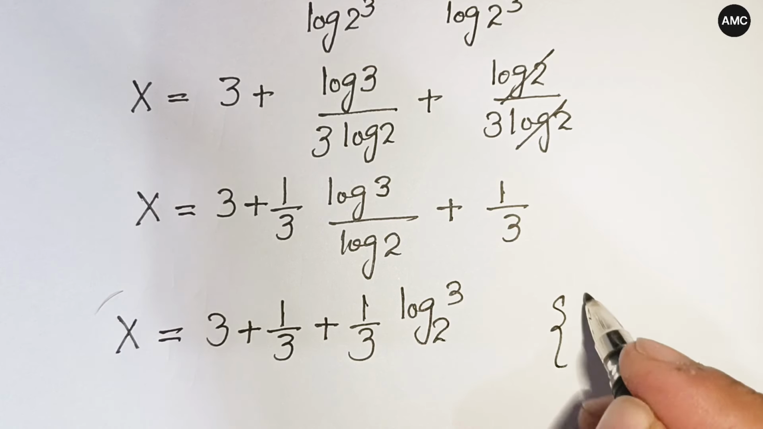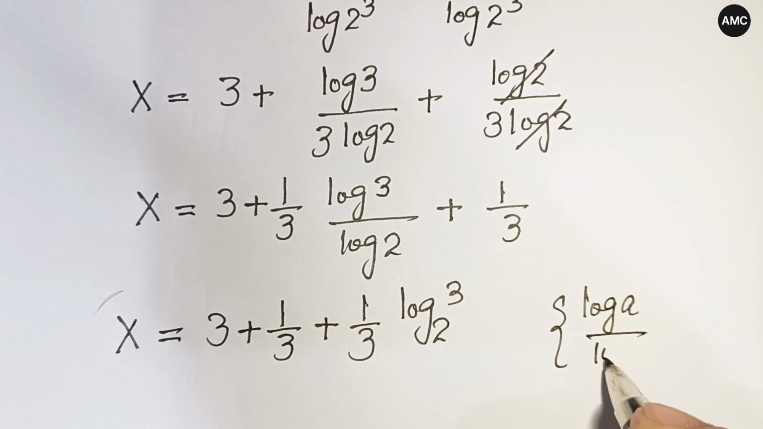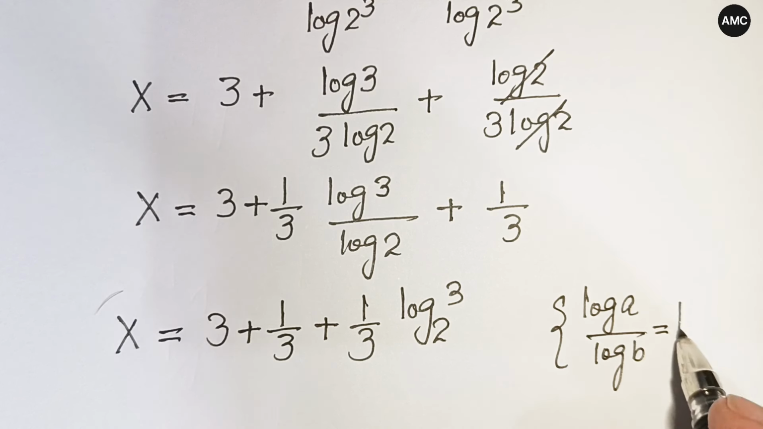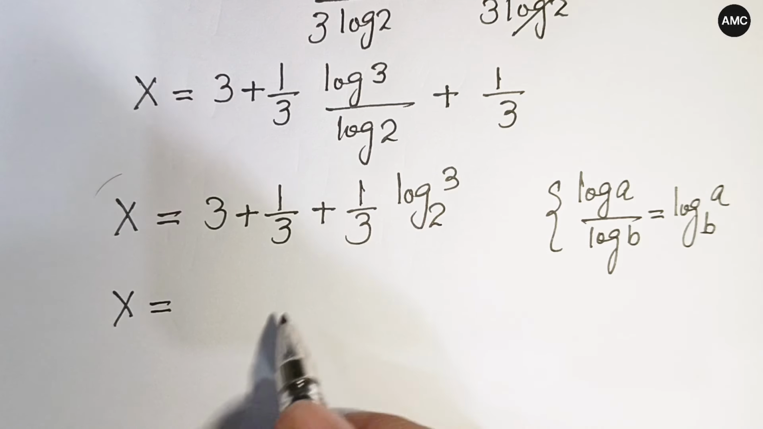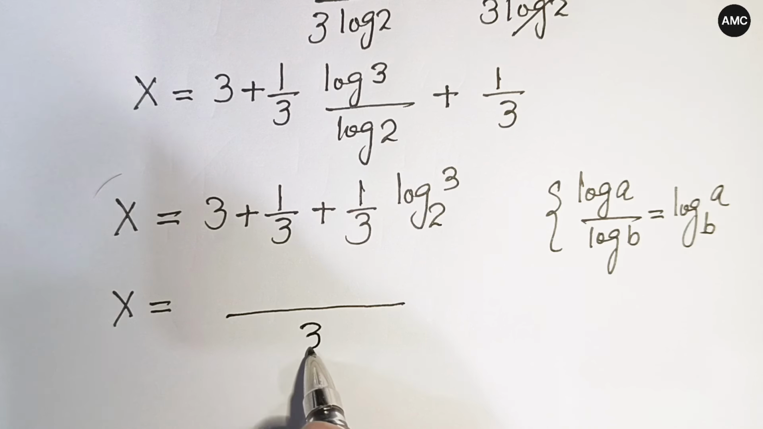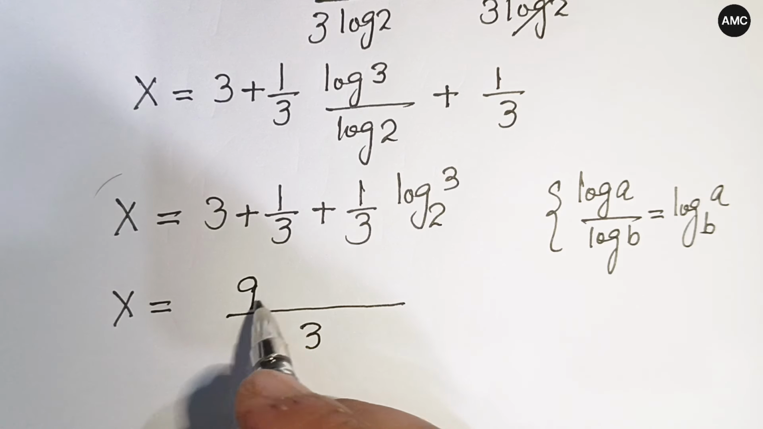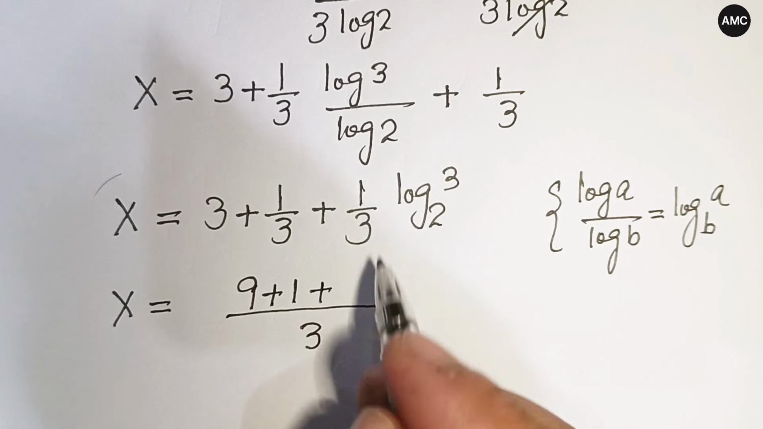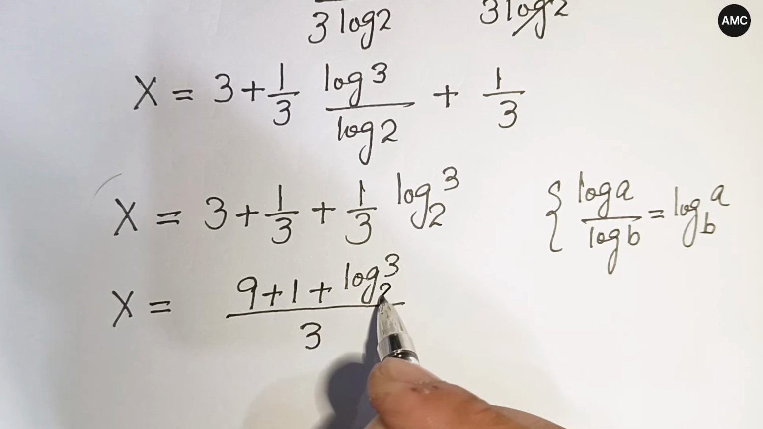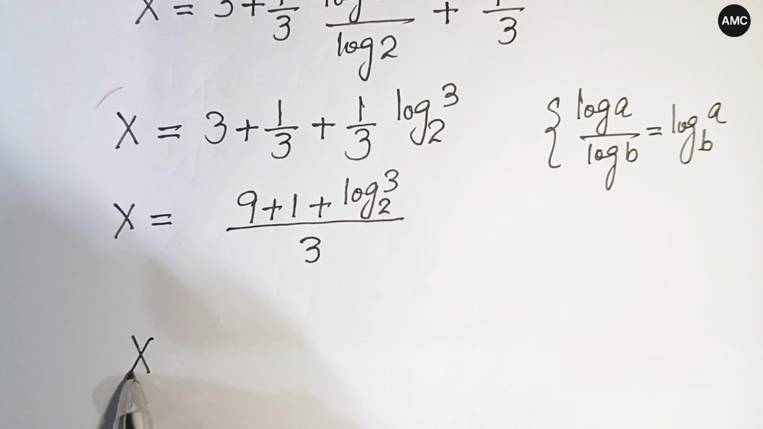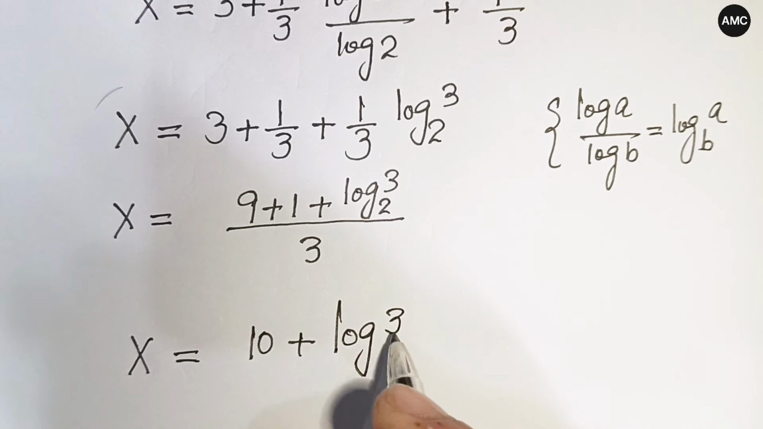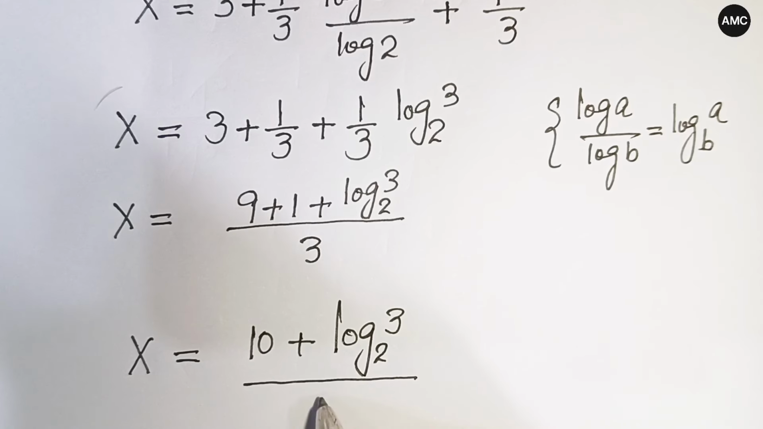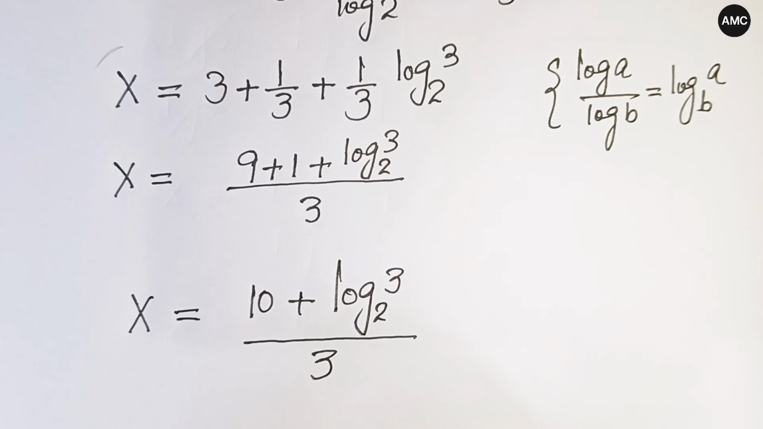According to logarithm law, if we have log a over log b, then it is equal to log a to base b. Now x is equal to, here we see that 3 is the least common multiple, so multiplying this 3 with this one we get 9, plus here we have 1 and it is also 1, so we just write log 3 to base 2. Now the value of x will be 9 plus 1 is 10 plus log 3 to base 2 all over 3. So it is our value of x.